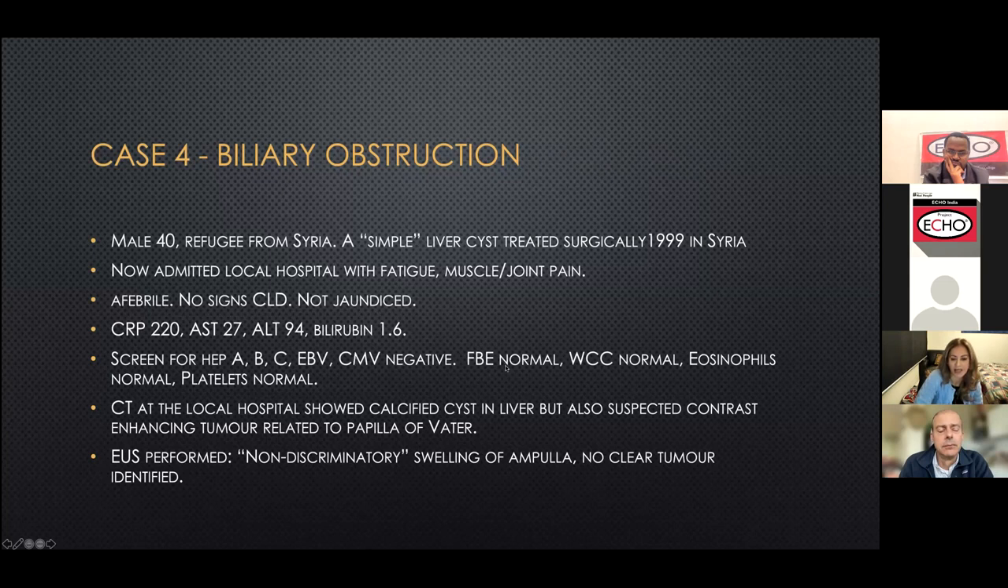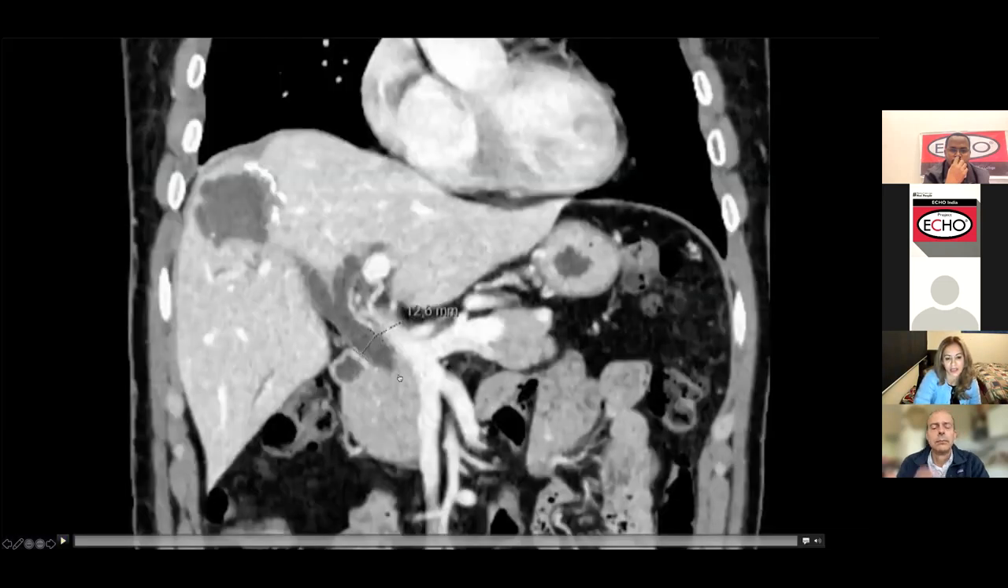His CMV was negative. His full blood count was normal. He had no eosinophilia. A CT at the local hospital had shown a calcified cyst in the liver, but also suspected there was some contrast-enhancing possible tumour in the papilla of Vater. An endoscopic ultrasound was performed, which was thought to be non-discriminatory, and there was some swelling of the ampulla, but no clear tumour identified. I'm just going to play this video and I'll fast forward it, but that's the CT scan showing a markedly dilated biliary cyst that tapers down to nothing. And there's the cyst already visible in the liver as well.